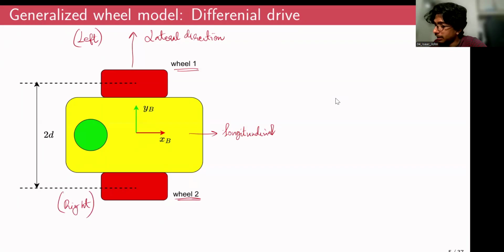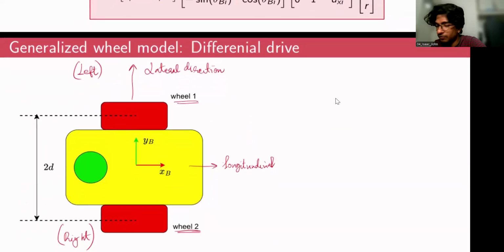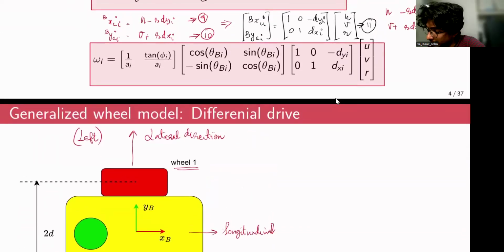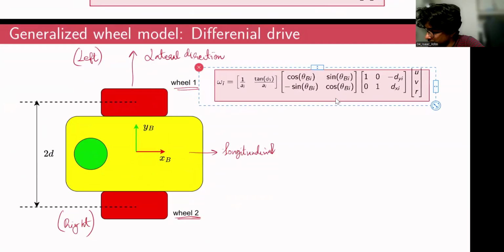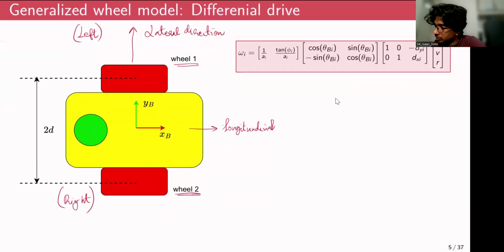So how can you apply the generalized wheel model in the case of a differential wheel robot? Let me take a screenshot of this, copy it, and paste it over here. So how can you adapt this generalized wheel model to a differential wheel robot? The first thing we can do is count the number of wheels, and the number of wheels is 2 basically. So I over here is going to be 2.